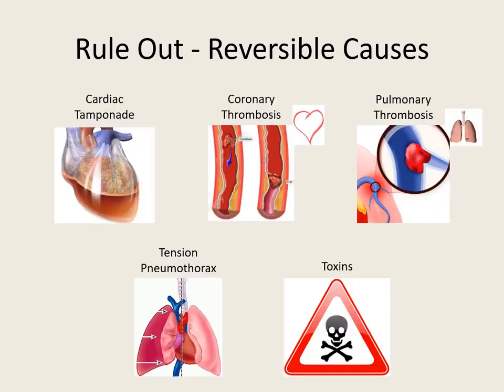And here's our T's for our reversible causes. So we got 2 in the heart, 2 in the lungs, and then toxins. So the 2 in the heart are cardiac tamponade and coronary thrombosis, then pulmonary thrombosis, tension pneumothorax, and toxins. So remember those. Rule those out and treat them for those reversible causes of cardiac arrest.